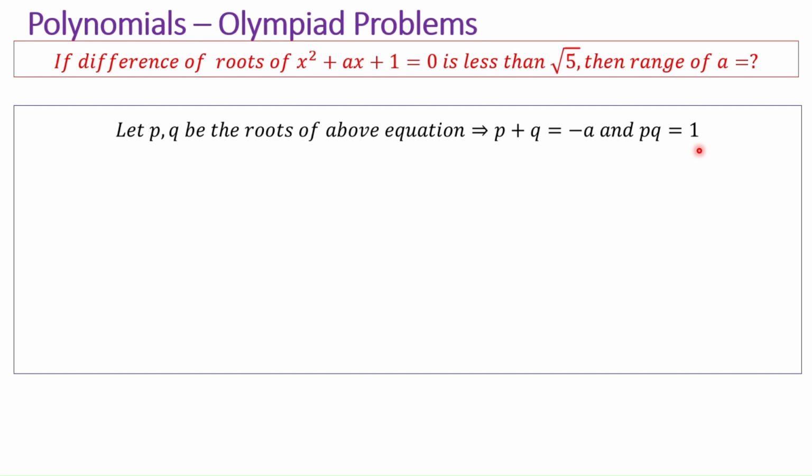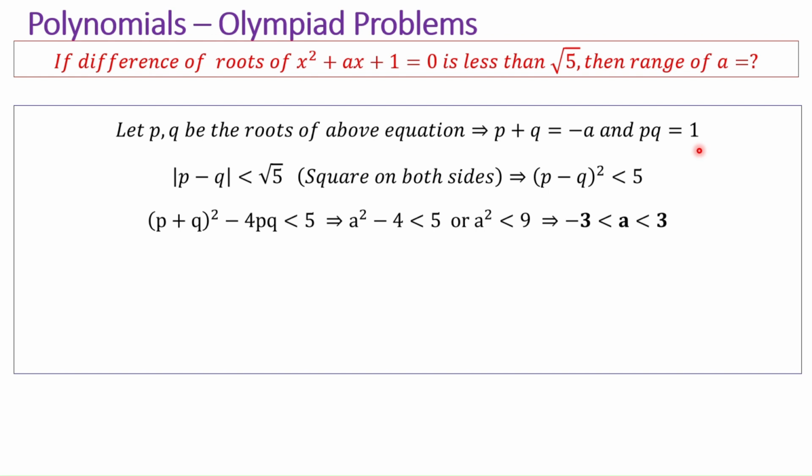Is it p minus q we need or the difference of roots? It can be q minus p also, right? So don't make a mistake and take just p minus q. Okay, so it's the absolute value of p minus q is less than square root of 5. Okay, now you don't want to deal with the absolute value. Simple way is to square it. p minus q whole square is less than 5. Right? How do you get p minus q square? Very easy. Right? p plus q whole square minus 4pq is less than 5.